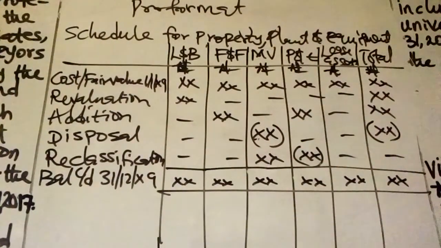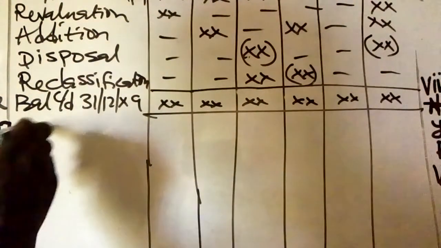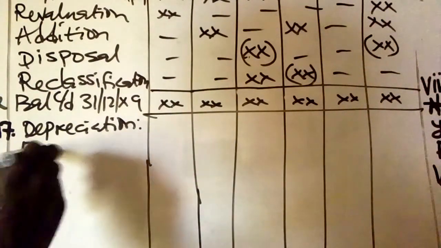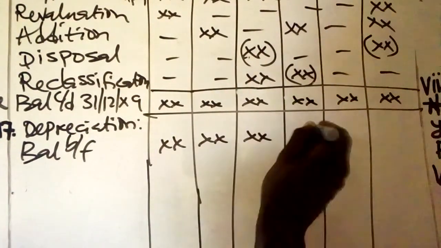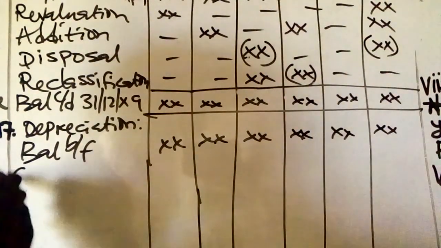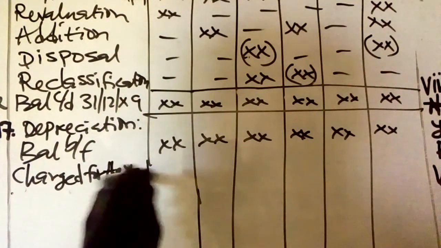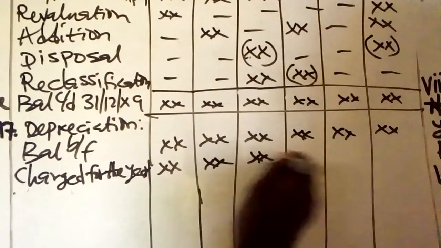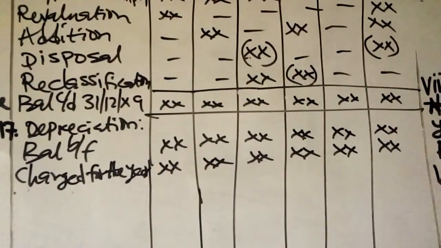Then you now have depreciation, starting with the opening balance brought forward. Then you have the charge for the year. That is the depreciation that will be expensed during the period. That is the charge for the year.